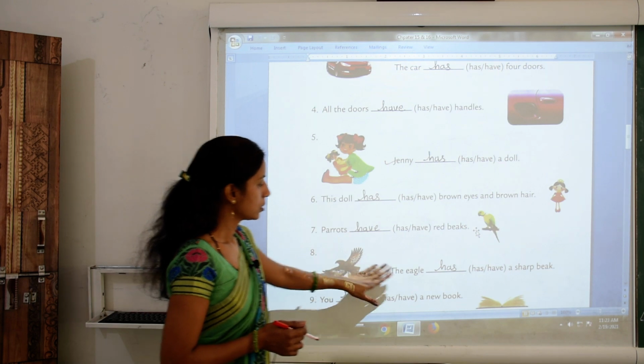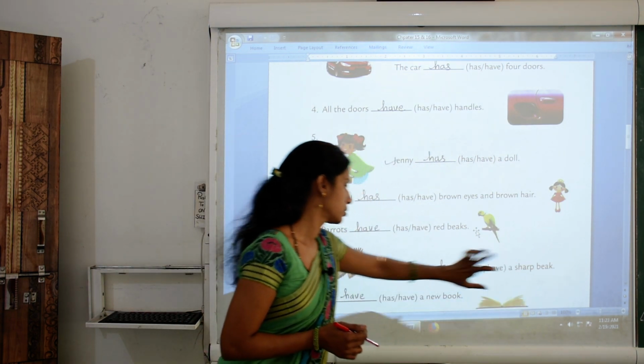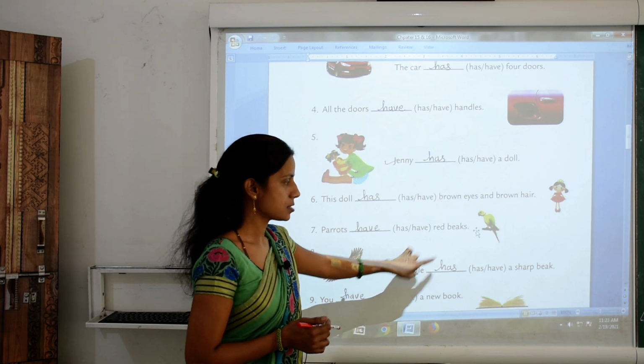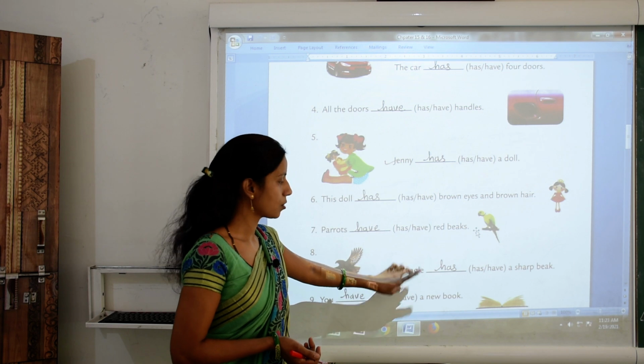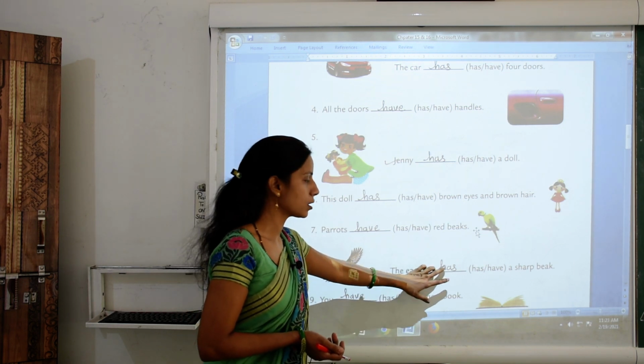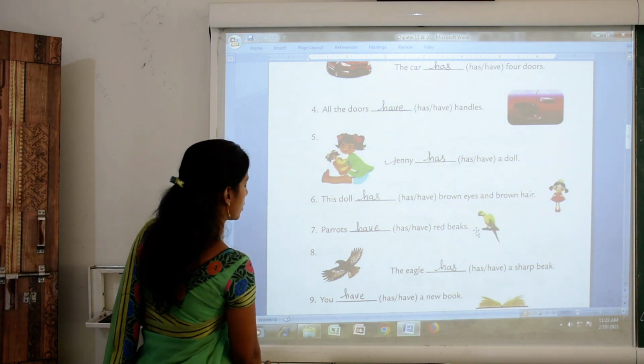Number 8, the eagle has a sharp beak. Okay, only one eagle. We are talking about only one eagle here. So we have to write here has, H-A-S, has.